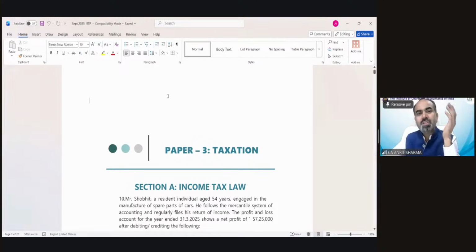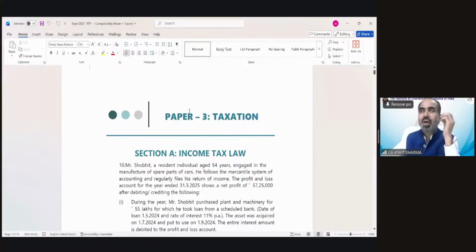Let me tell you, the Institute has provided you MTP, RTP, mock test, model test paper, and 25 case scenarios. Technically, you have illustrations in your study material. You have test your knowledge questions. You have 8 model test papers, MTPs, RTP, case scenarios. So these are a huge number of questions.